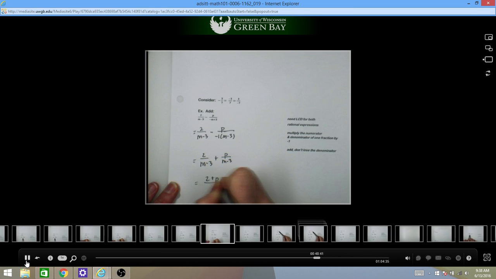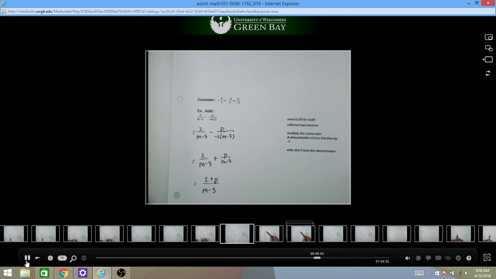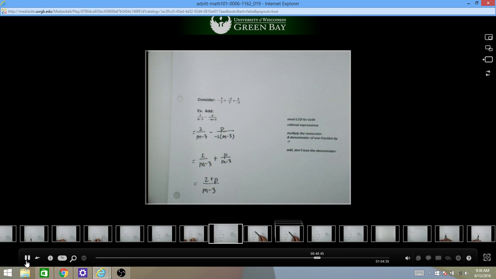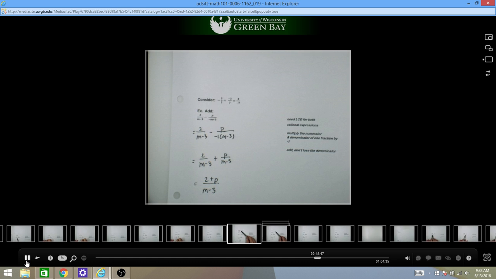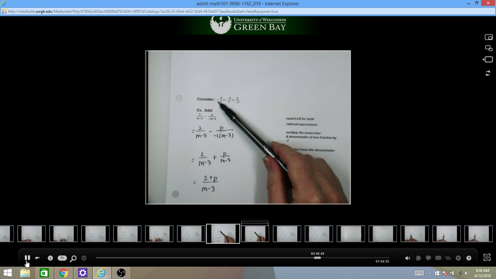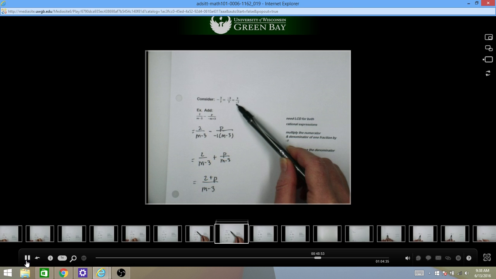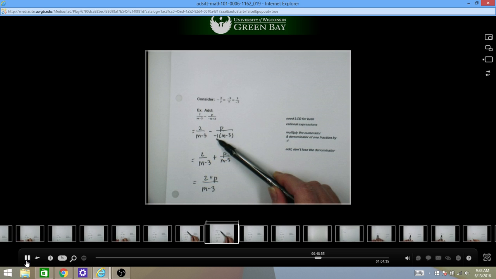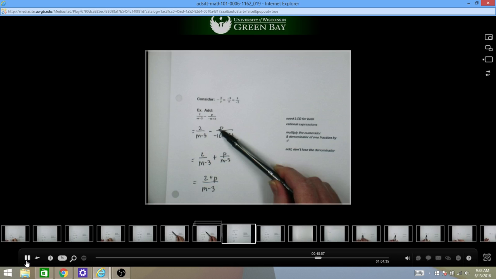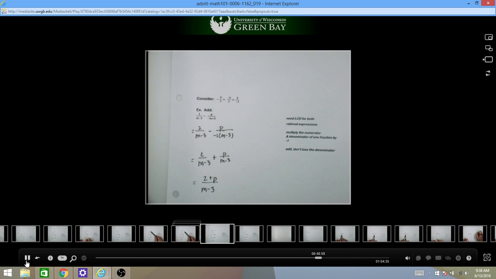So 2 plus p over m minus 3. I have a little note there. When you have a negative in a fraction, you can write it to the left, or in the numerator, or in the denominator. So, for example, on this negative 1, if we wanted to, we could have moved it to the top. So when you have a negative in a fraction, you can write it in 3 different places.